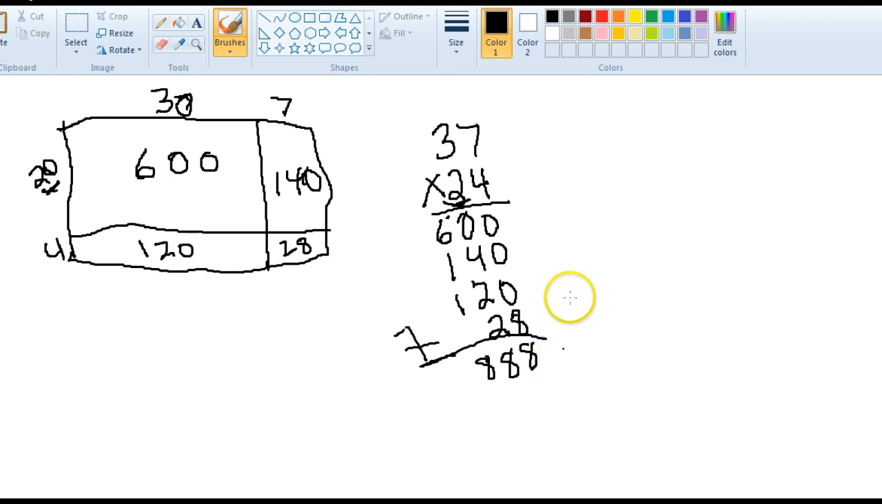All right. So let's try one without any area model at all. For some of you, that's going to make you super happy. So let's go over here and let's try one. Let's just do 56 times 35.